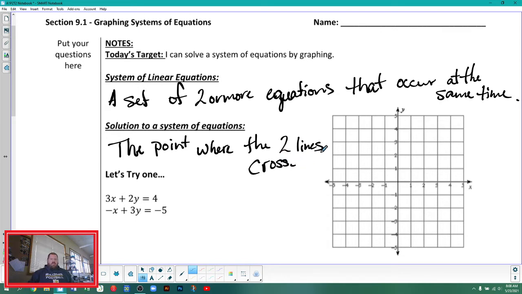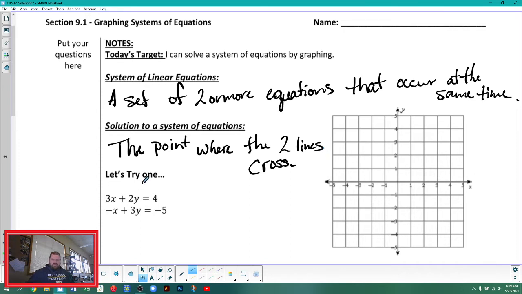Now why is this a solution? Why is this the thing that we're looking for? Well, we're looking at a common value or a common set of values between two equations, and that's going to come out to be a single point, the point that those two lines have in common. So we're looking for the point where those two lines cross.